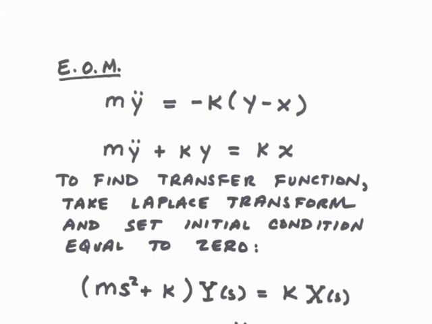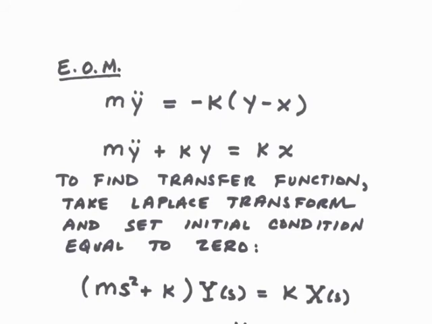That gives us the following equation of motion, m y double dot equals minus k times y minus x. We'll just do a little algebra to move all the y terms over to the left-hand side, and then we have m y double dot plus k times y equals k times x.